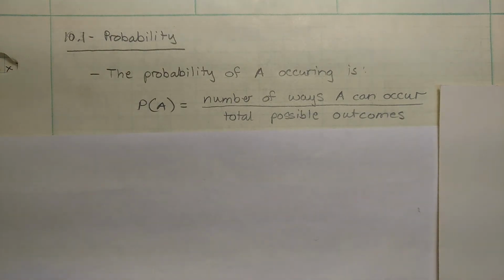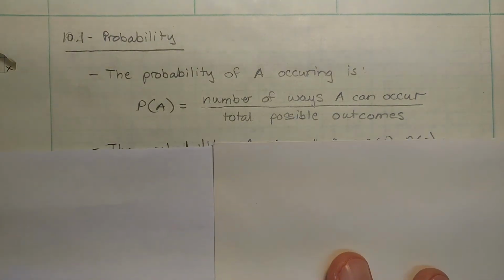Because something cannot occur more ways than the total possible outcomes, and it cannot be negative because the least that something could occur would be 0 possible ways. So if something cannot occur, the probability is 0. There's no ways that it can occur. The numerator is 0, so we have a probability of 0. If something is guaranteed to happen, that means the number of ways it can occur is the same as the total possible outcomes. We have a probability of 1. So we're always going to be greater than or equal to 0 and less than or equal to 1.